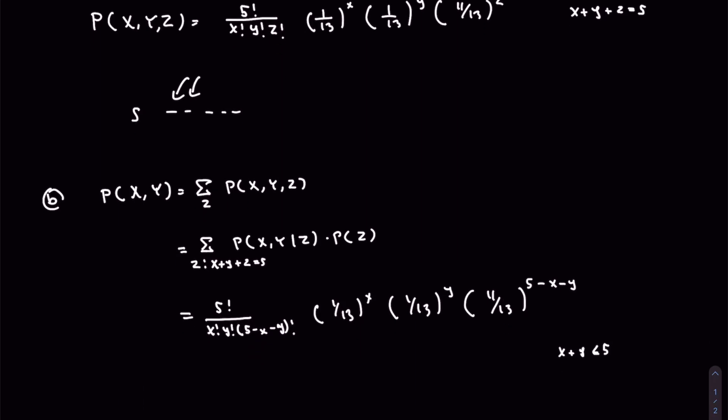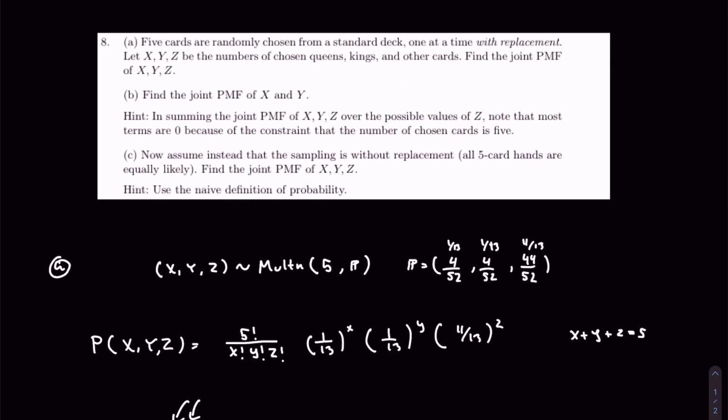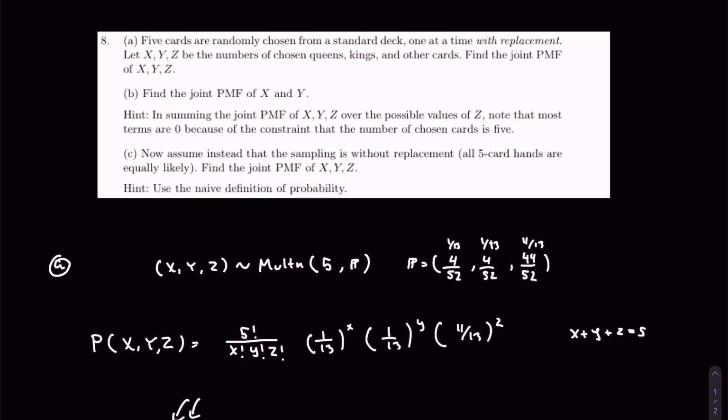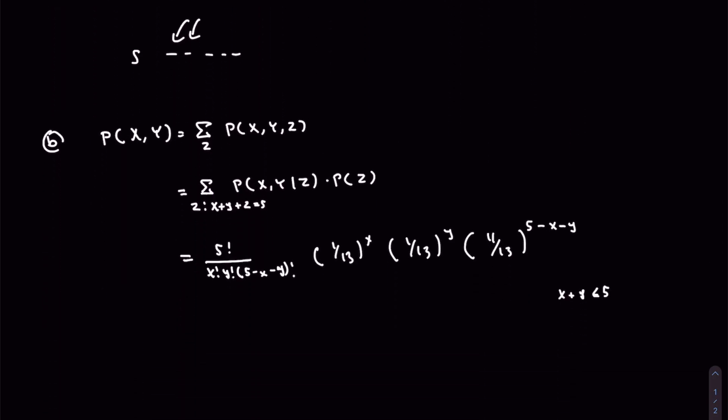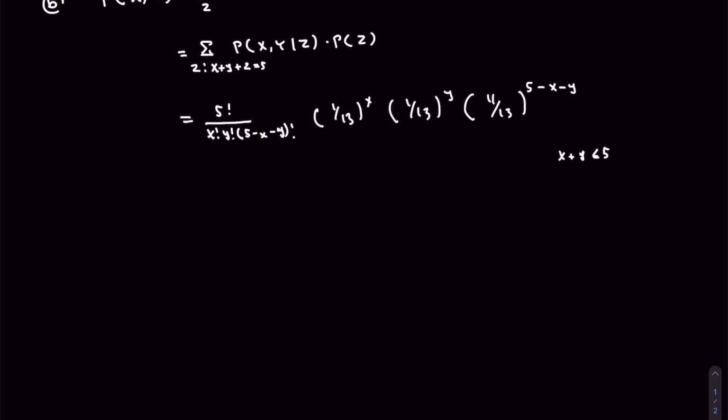Okay. Now we're asked to sample without replacement. So all 5-card hands are equally likely. We're asked to find the joint PMF of x, y, z. The hint here is to rely on the naive definition of probability. So this is part C, now without replacement.